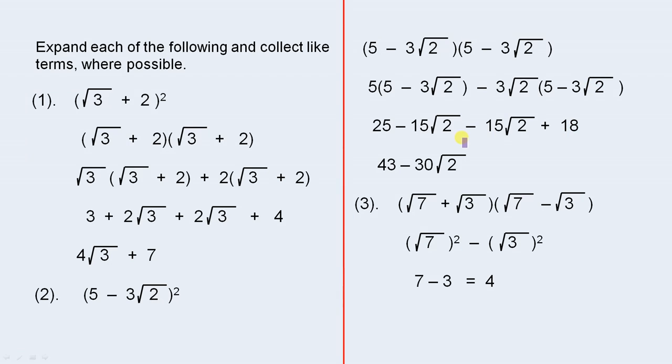Now we collect like terms, so 25 plus 18 is 43. Minus 15 root 2 minus 15 root 2 is minus 30 root 2.